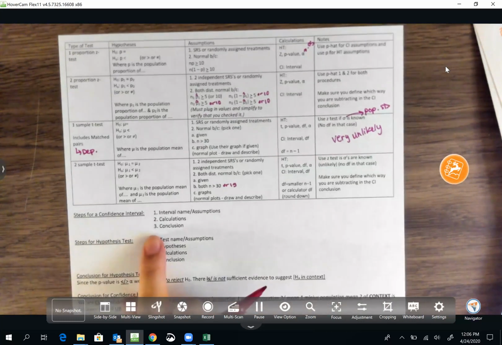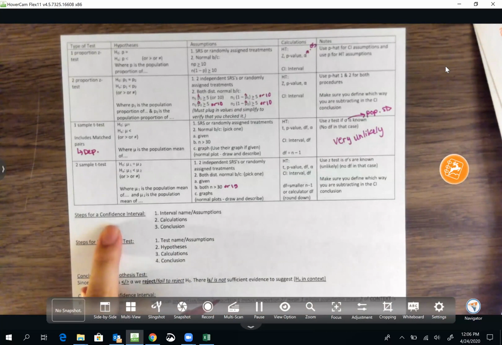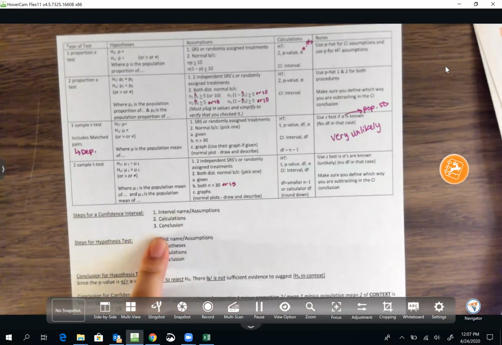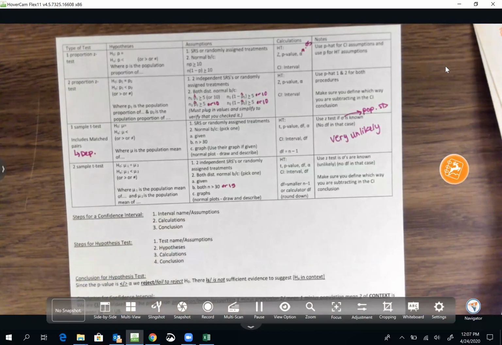So the steps that you're going to do, if they ask you to make a confidence interval, you automatically have to do all three of these steps. They might say make and interpret an interval. They also want you to write the assumptions unless they explicitly say assumptions or conditions have already been checked. So anytime you do a confidence interval or hypothesis test, you do all of the steps unless they explicitly tell you that one of the steps has already been fulfilled.